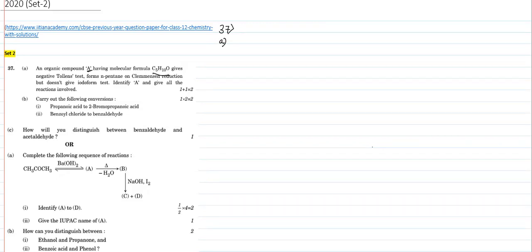An organic compound A having the molecular formula C5H10O gives negative Tollens test, forms n-pentane on Clemmensen reduction, but doesn't give an iodoform test. Identify A and give all the reactions involved.